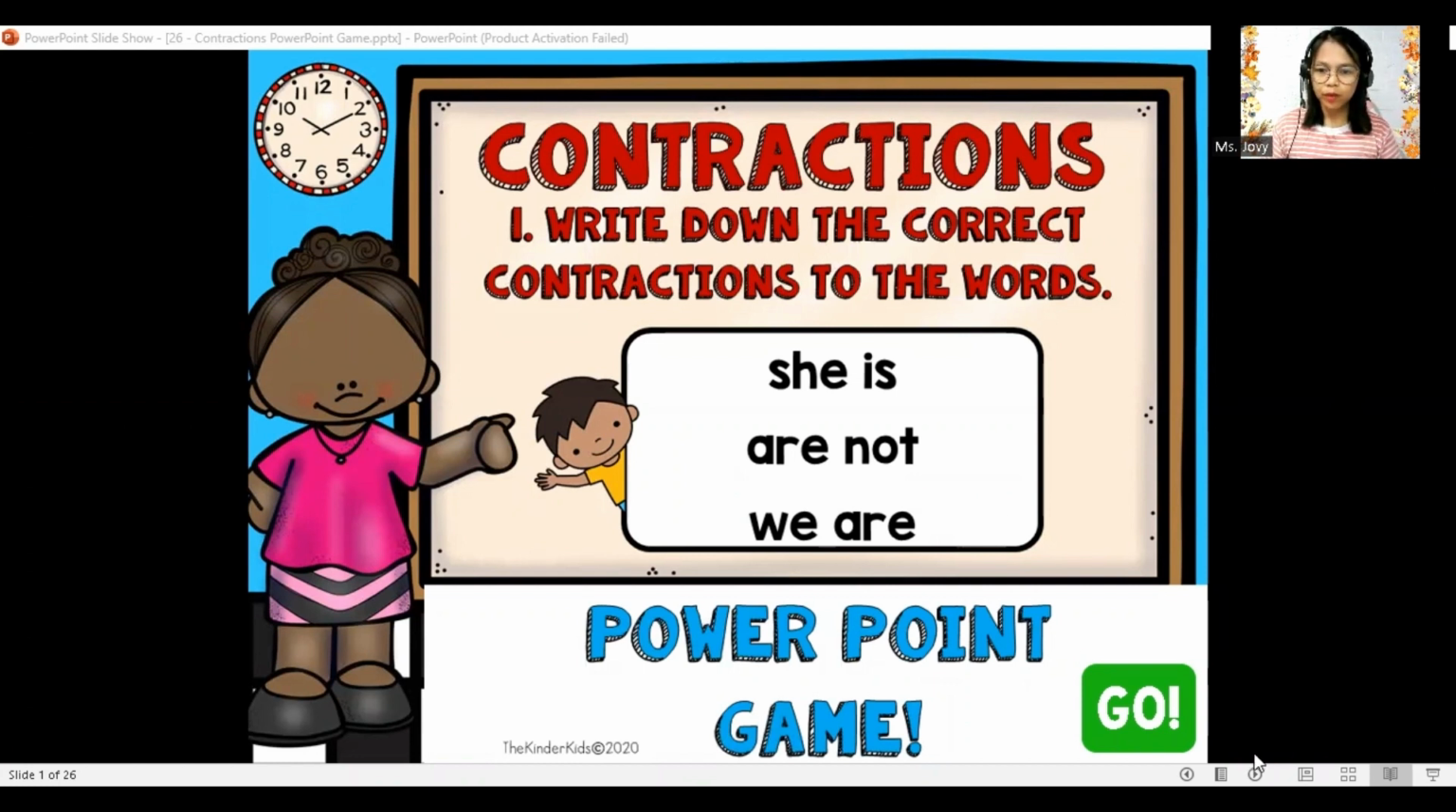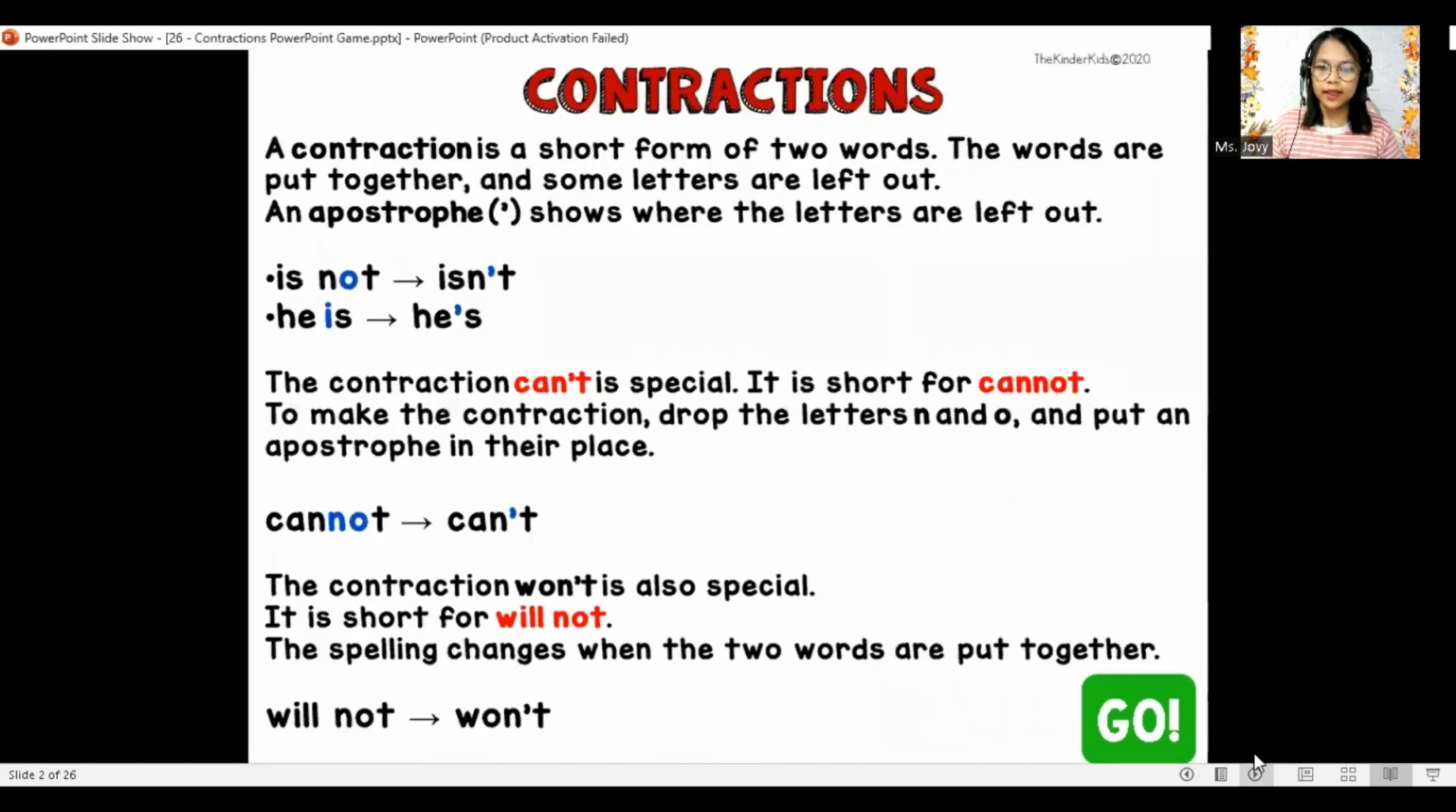All right, so before we get started, let's first discuss what contractions are. A contraction is a short form of two words. The words are put together and some letters are left out. So an apostrophe shows where the letters are left out. If you don't know what an apostrophe is, this is what it looks like. It's something like a symbol on the top of the word.